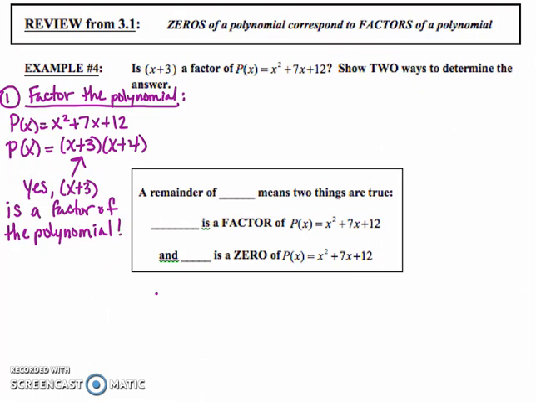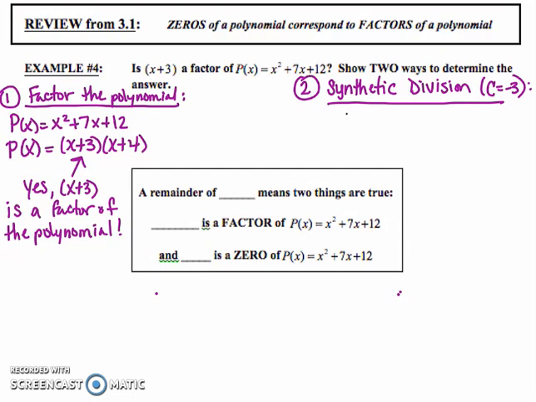Okay. Now the second way that I'm going to show this is by using synthetic division. So in essence, I'm going to divide the polynomial by x plus 3. But again, if I'm dividing by x plus 3, that means that my c value that I'm going to put outside the bar is going to be negative 3. So I'm going to put my negative 3 right here.